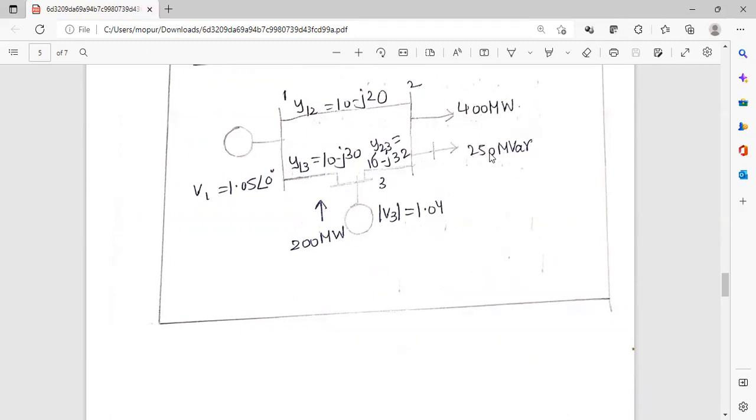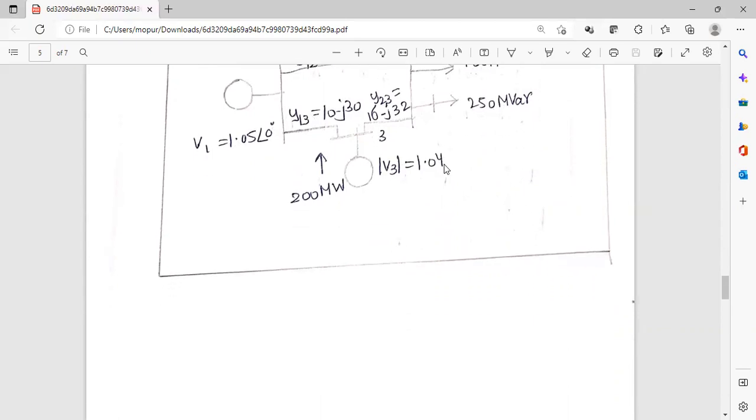Then P3 scheduled is plus 200 by 100, which is 2. As I said, we will be taking minus for a PQ bus and plus for a PV bus. Then they had given a slack bus voltage and angle, and PV bus voltage. Now we should find the PV bus angle del 3 and the PQ bus voltage and angle, V2 and del 2, using the fast decoupled load flow solution.